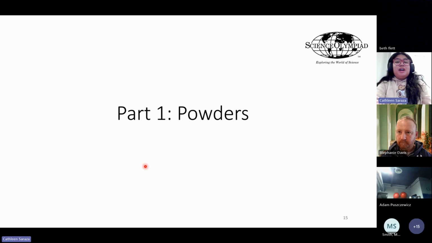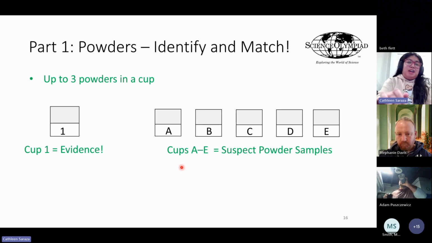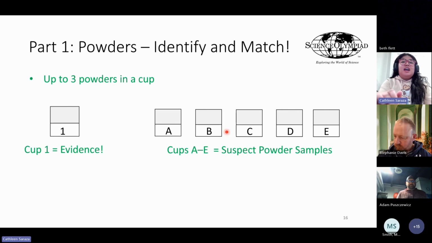Okay, so I'll move on to part one, which is powders. The objective of part one with the powders is to identify the powders and match the cup of powder found at the crime scene to one or two of the cups of powder provided by the suspects. From here on out, whatever evidence is labeled with a number is the evidence found at the crime scene, and materials labeled with letters, A through E, are from the suspects.